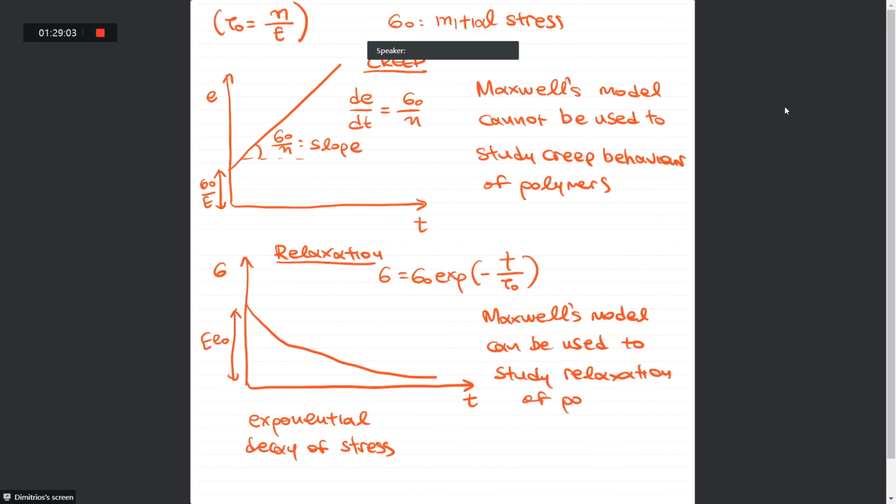Here the keyword is cannot, here is can. So this is the Maxwell model. It can approximate very well the relaxation behavior of polymers. This equation is exponential decay of stress. Well, it cannot predict very accurately the creep behavior of polymers.